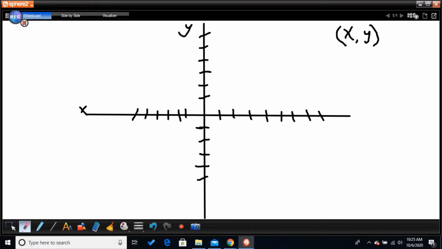Okay, it's labeled like that. I'm sure you've seen it before. So that means you go x direction first, y direction second. So x direction is going to be left or right. Y direction is going to be up or down.